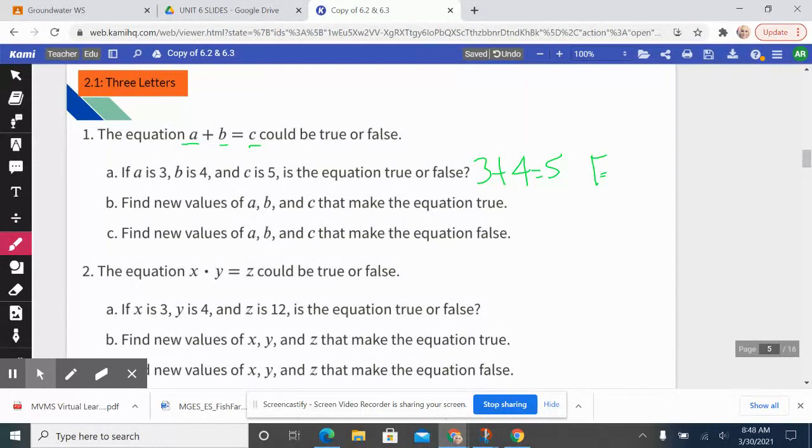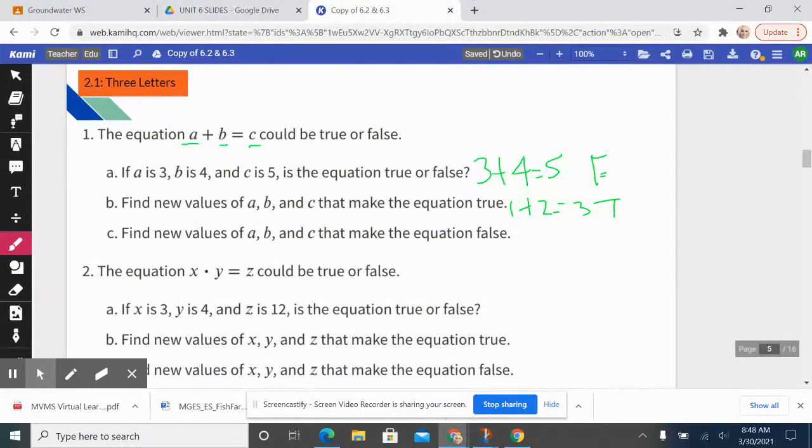It says find new values of a, b, and c that could make it true. There are infinite answers, but the ones that I used are right here. 1 plus 2 is 3. That makes the equation true. Please write that next to b.